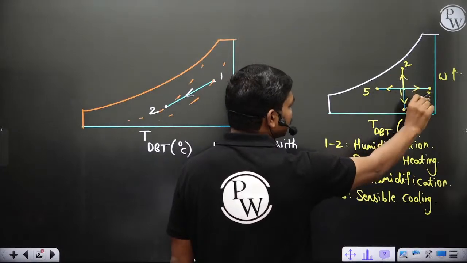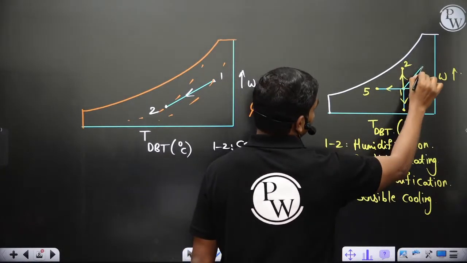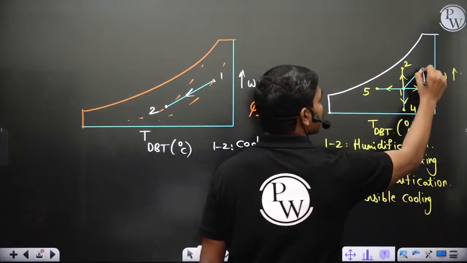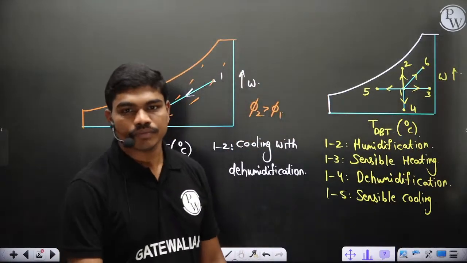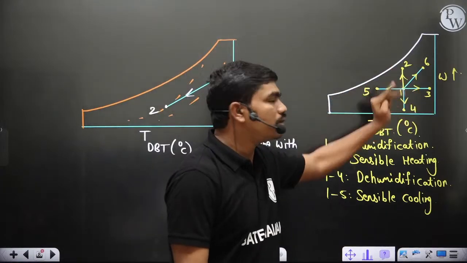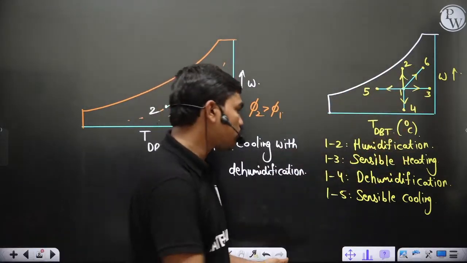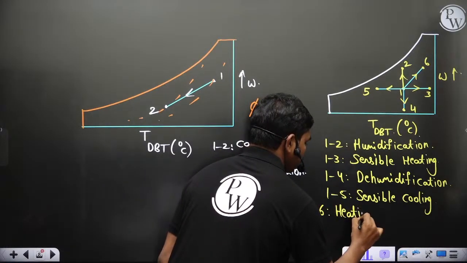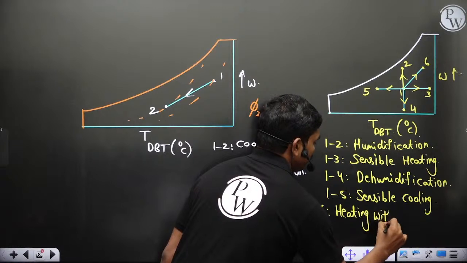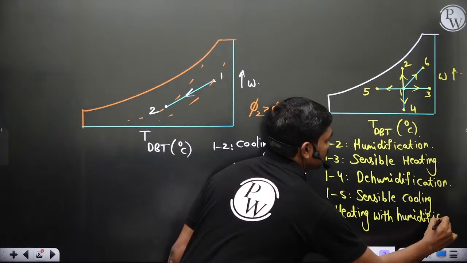It's like, for example, if this is east and north, then this is northeast. Similarly, if I plot some curve like this, and call this 6, can anyone tell me what this 1 to 6 is called? It is in between sensible heating and humidification. So this 1 to 6 is nothing but heating with humidification.